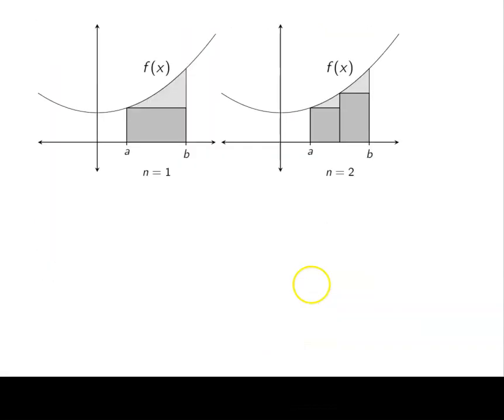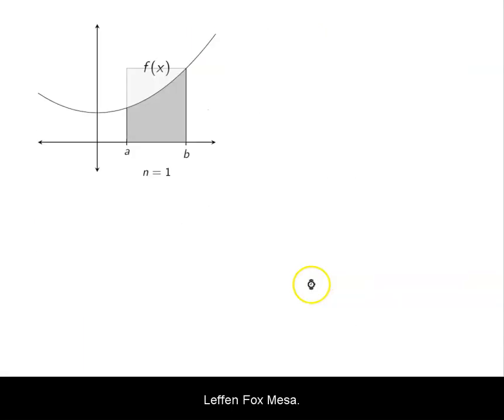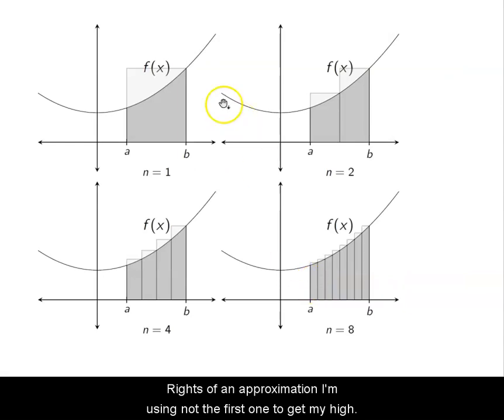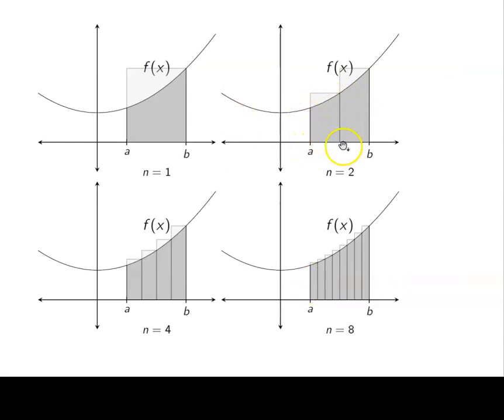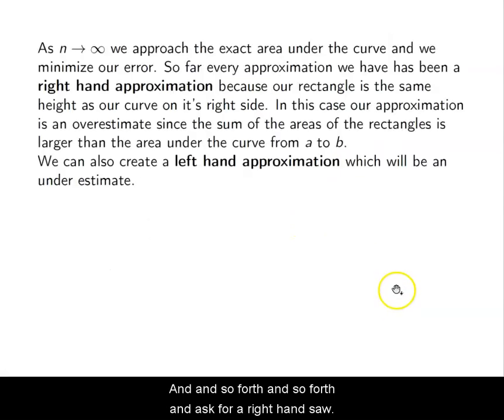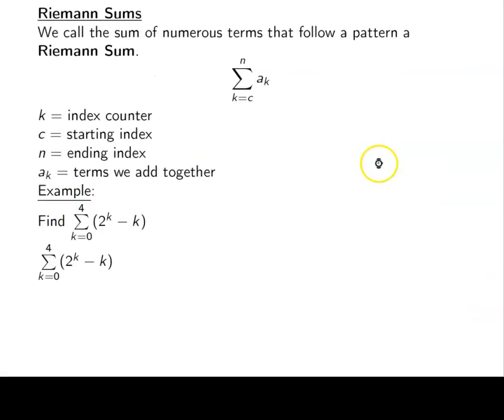Let's come back here a little bit. Those are left-hand approximations. So right-hand approximations, I'm using not the first one to give my height, but the next one. So if this is x naught, this would be x1, this would be x2, or in this case, xn. So I'm using not the first one, but the next one. The second point is the height, and then so forth and so forth. And that's for a right-hand sum.